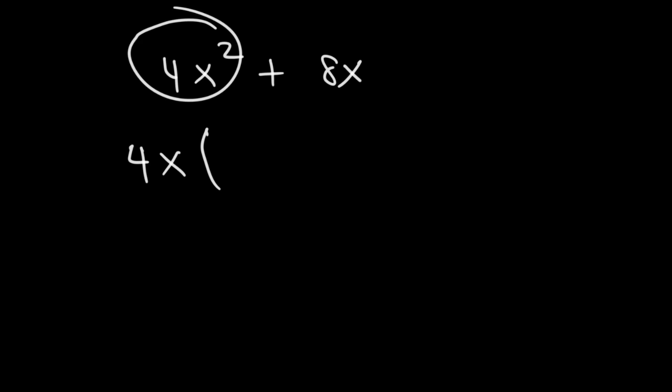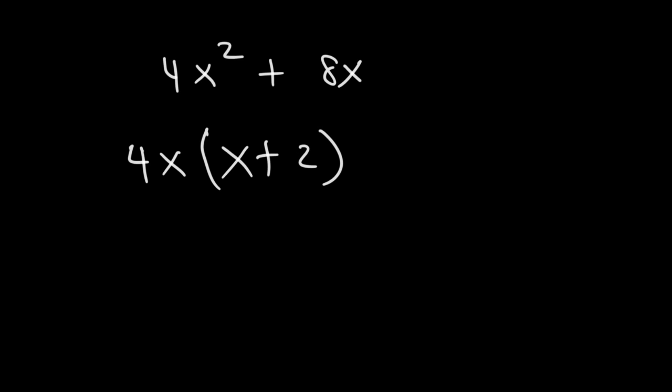Try this one. Factor the expression 4x squared plus 8x. Go ahead and try that. 4x squared plus 8x. The GCF for this one is going to be 4x. We can divide 4 and 8 by 4, and we can divide x squared and x by x. So the greatest common factor is 4x. Now 4x squared divided by 4x is x, and 8x divided by 4x is 2. So the answer for this example is 4x times x plus 2.